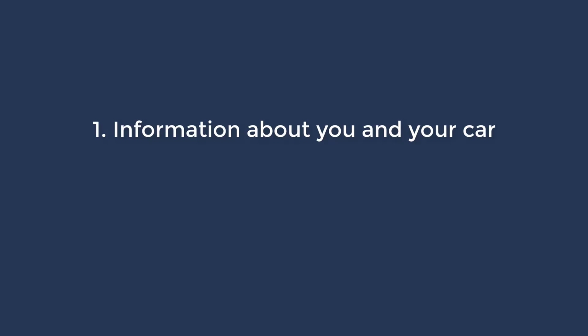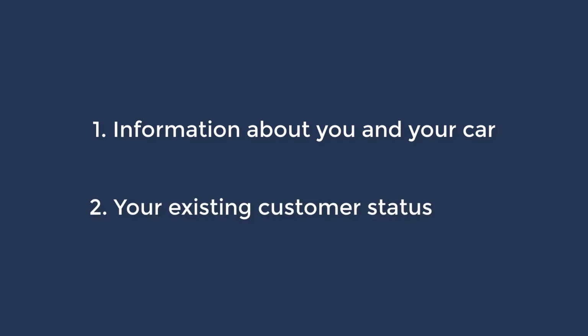Imagine you're applying for car insurance. The insurance company has a system that considers two main things: information about you and your car. This includes things like your age, driving history, make and model of your vehicle, how much you drive, and your existing customer status. Are you a new customer, or have you been with the company before?